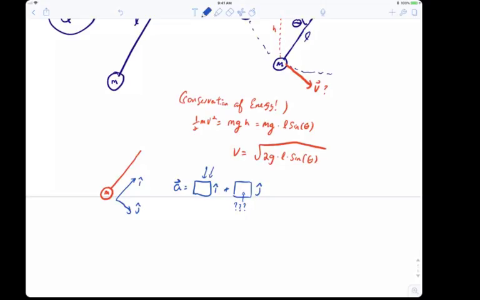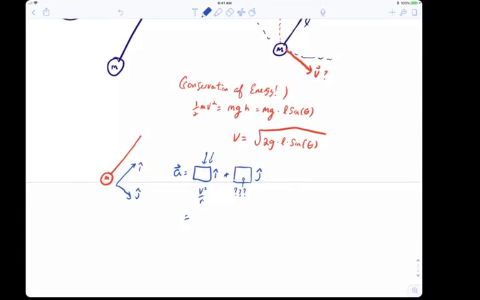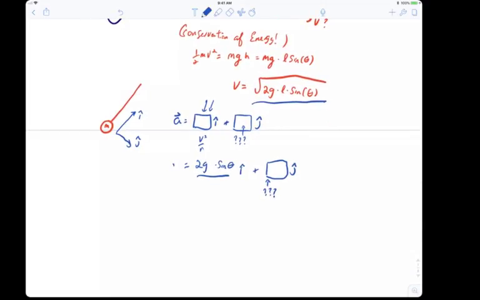This value is going to be v squared over r, towards the middle. The square of v is 2gL sine theta, divided by the radius, which is L. Let me cancel those out. So that's 2g sine theta i hat plus an unknown value j hat. This tells me what the net force is, or at least some things about the net force. It's going to be 2gm times sine theta i hat plus, I don't know.